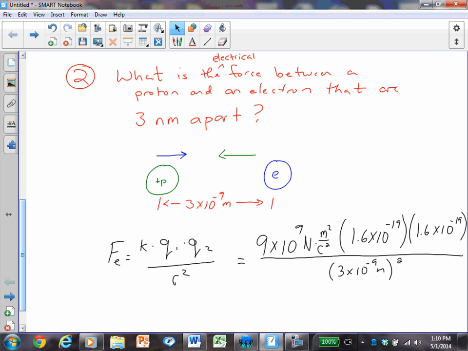9 times 10 to the 9 times 1.6 e to the minus 19 times 1.6 e to the minus 19. Oh, I could have squared that, right? Divided by 3 e to the minus 9 squared. And the electrical force is 2.56 times 10 to the minus 11 newtons.